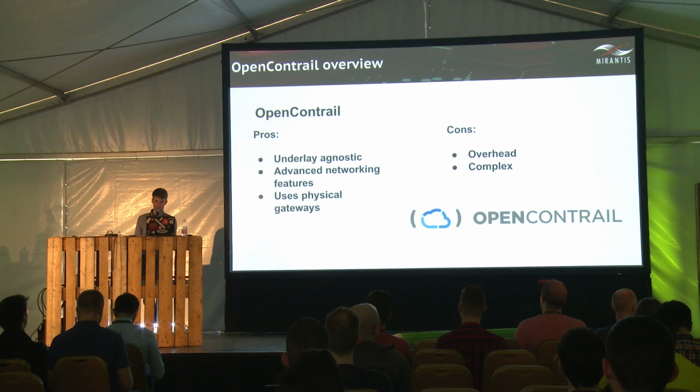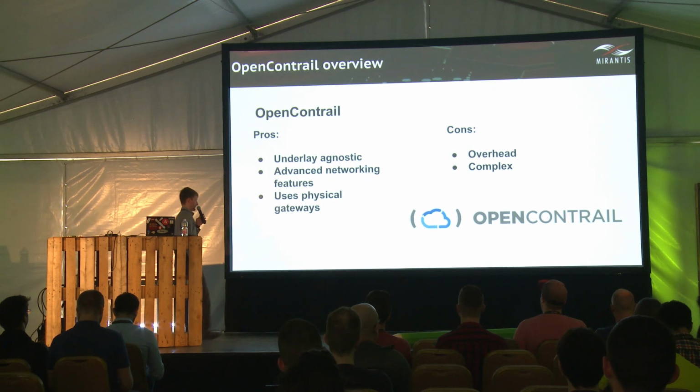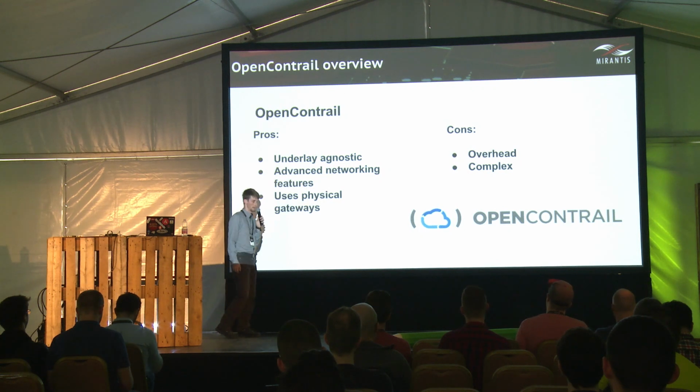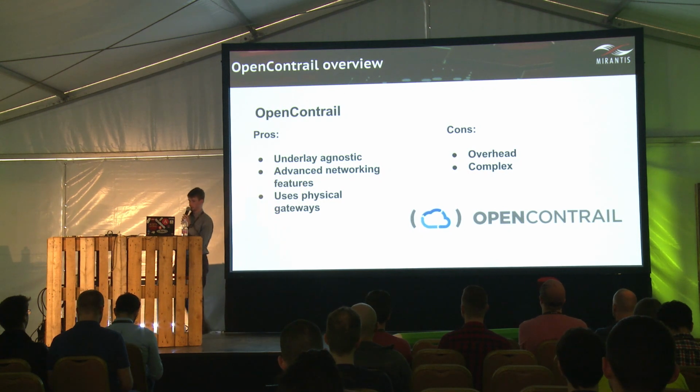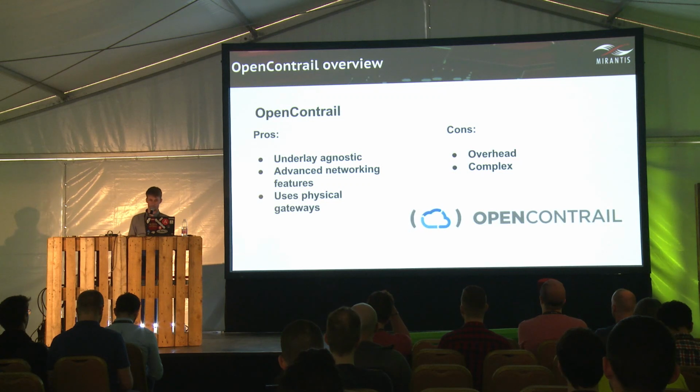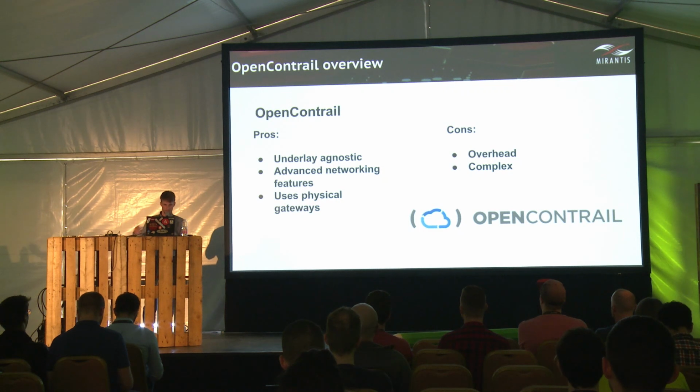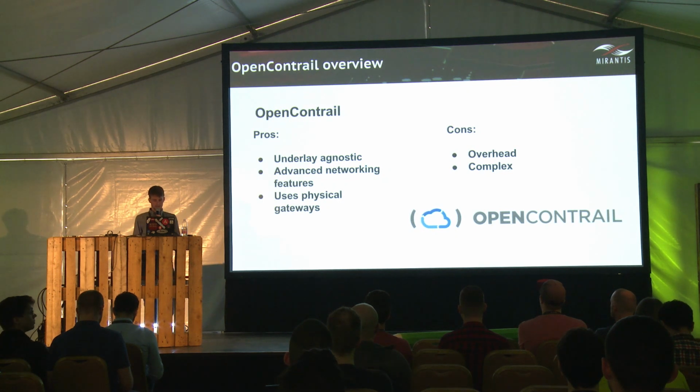On the other hand, there are some cons as well. There is definitely some overhead. I will leave it to you to decide whether it's significant or not for your infrastructure. And it's adding some payload because you are wrapping packets with another packet. And the one thing which I really don't like about OpenContrail is the complexity. There are many services, as I have listed them on the previous slides. There are many advanced network features, and it's quite hard to operate them.